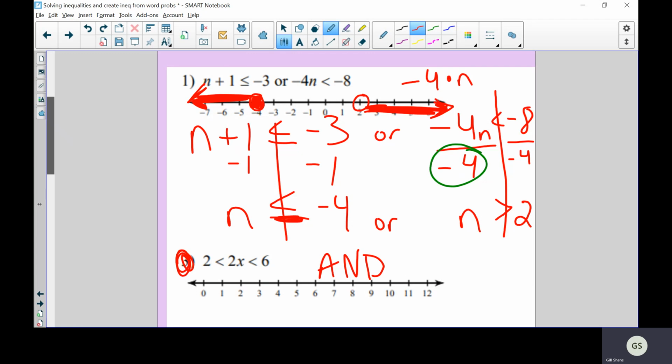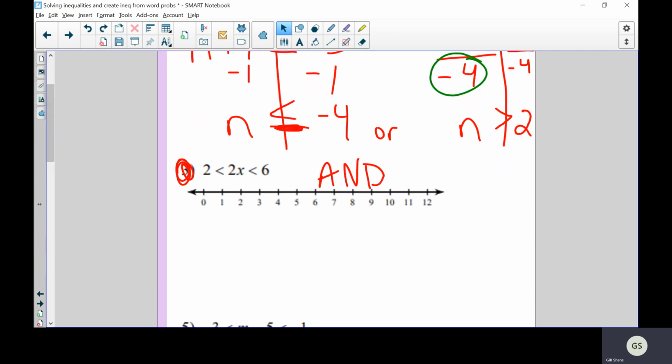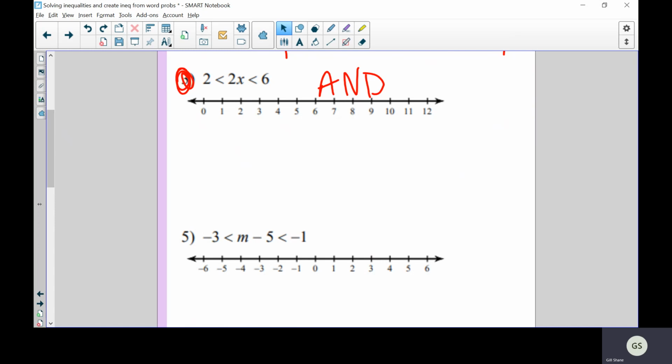Trying to scroll down, but it's not working. Let me try it with this. That didn't work. I'm going to try to go. There we go. All right.